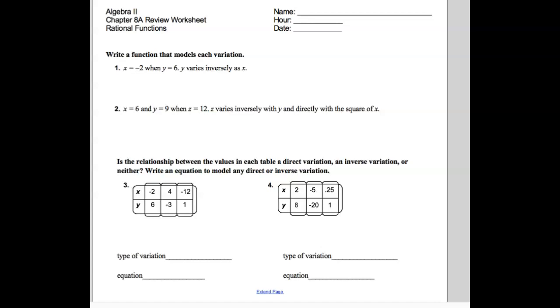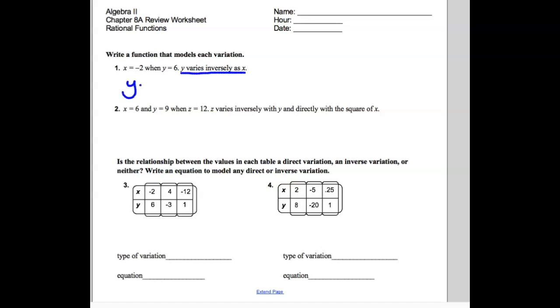Okay, today we're going to review for our Chapter 8A test on rational functions. We're focusing today, to start out here, on variation problems. It says to write a function that models the variation. X is -2 when y is 6, and it tells us that y varies inversely as x.